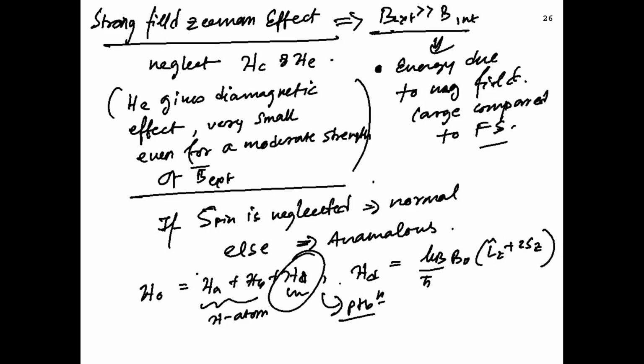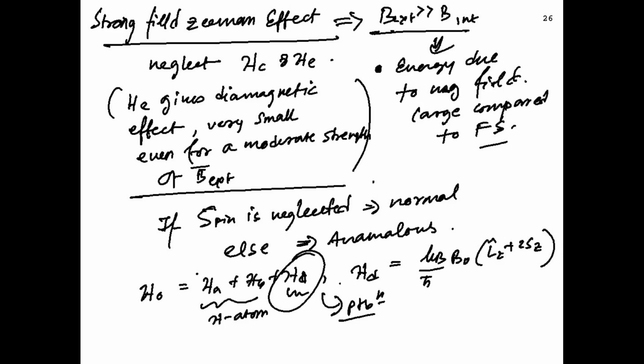So as a matter of terminology, if spin is zero or spin is neglected, it is called the normal Zeeman effect, otherwise it is called the anomalous Zeeman effect, which is completely a historical terminology. There is nothing anomalous about it, or nothing normal or special about it. Okay, so now let us try to simplify this problem and see how perturbation theory works there.